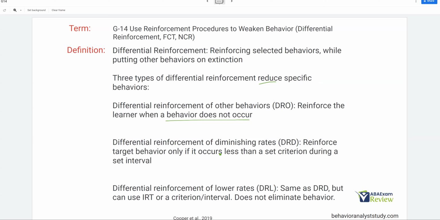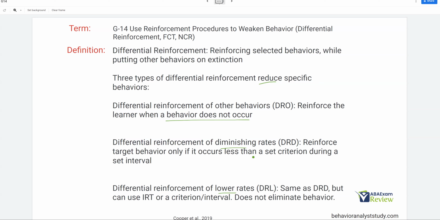Then we have differential reinforcement of diminishing rates and of lower rates. And the question is, what is the difference? So these are very similar, right? We select a target behavior and we're trying to reduce that target behavior. Let's just say raising hands in the classroom, right?